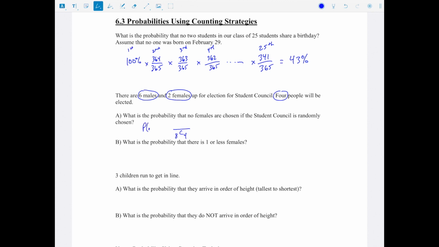Now the probability that there are no females, well, what would happen here is that only males make it in and none of these females make it in. So we'd have to choose 4 males, and it would be 6 choose 4 on top. So 6 choose 4 is 15 and 8 choose 4 is 70, which gives us 3 over 14. So it's quite unlikely that you would have no females in this group.